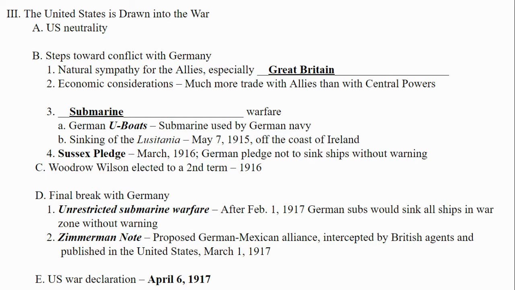Basically, the Germans promised the territory they had lost, the territory that Mexico had lost during the Mexican War, which we talked about earlier, 1846 to 1848. They proposed that Mexico would receive this land back if they allied themselves with Germany and Germany won the war. And of course, when this went public, it created a tremendous stir in the United States.